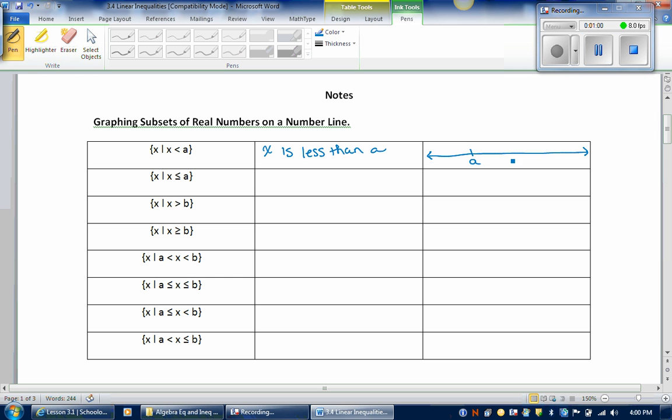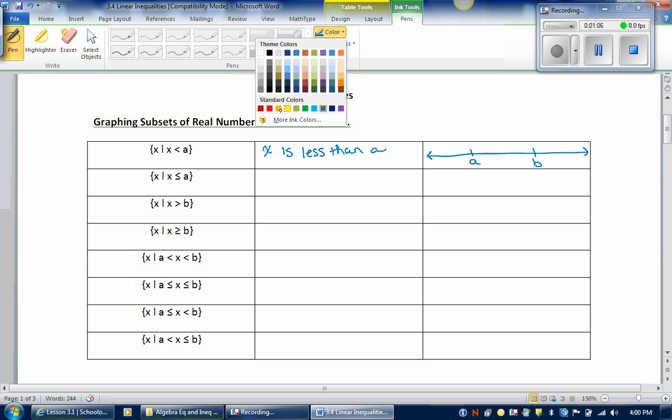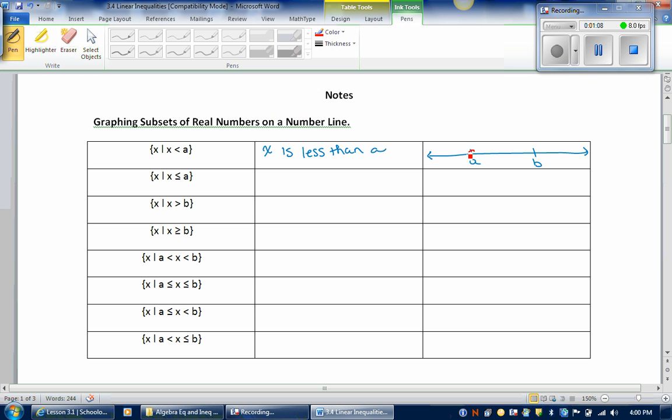I'm gonna have a, and I'll put b here too, just for another vantage point. If it's less than, you're gonna have an open circle, and less than is gonna go to the left. Less than, left. Okay. So there's less than. So if it's less than or greater than, it's an open circle, and greater than or equal to or less than or equal to, it's a closed circle. So you'll see that as we go through this.